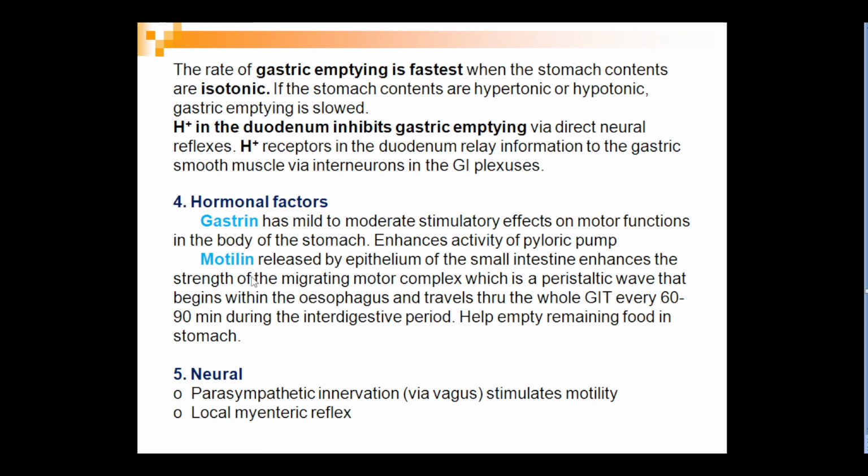And here you can see those two substances, two hormones, which we have previously mentioned for gastric motility, motilin and gastrin. The most important one is motilin. And for neural, parasympathetic and local myenteric reflex, they stimulate the motility.